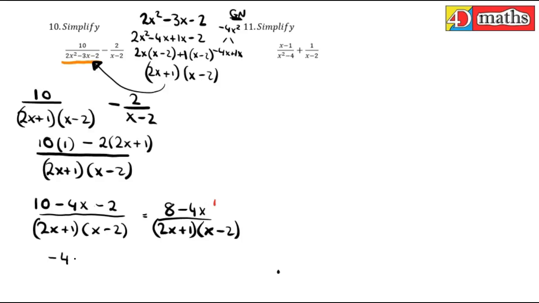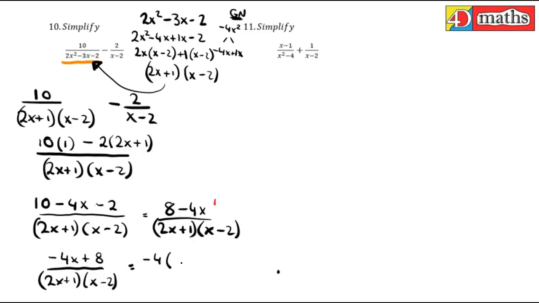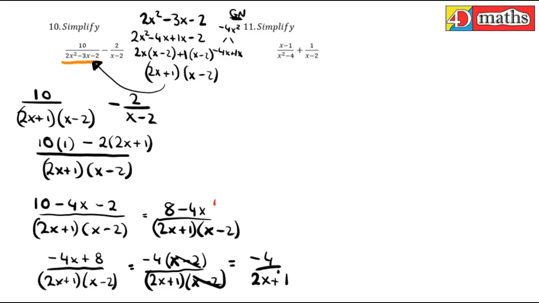Imagine if I wrote it as minus 4x plus 8 all over 2x plus 1, x minus 2. Now, what will I factorize out of the top line? If I take out minus 4, I'll be left with x minus 2 all over 2x plus 1, x minus 2. And what cancels? They cancel. So you're left with minus 4 over 2x plus 1. Okay, quite a difficult question. There's an awful lot in that.